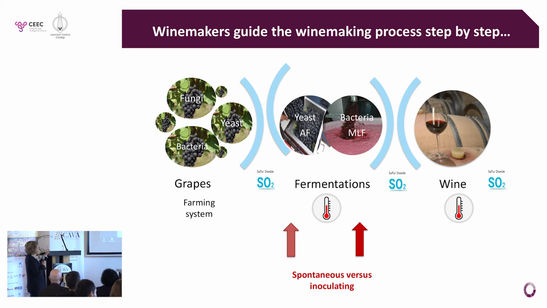So another way for winemakers to monitor the microbial population is, of course, to control temperature, which is a very important aspect. During the fermentation process, but also during the wine aging process, it's better to decrease temperature. And another aspect is to either use spontaneous fermentation or inoculated fermentation.